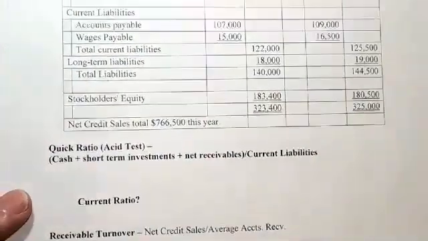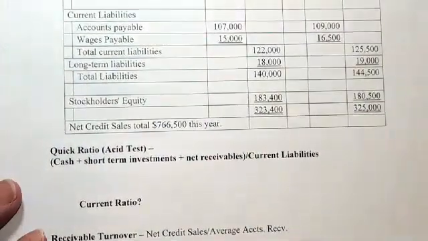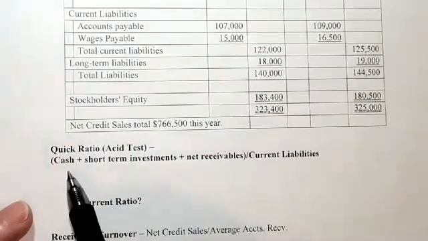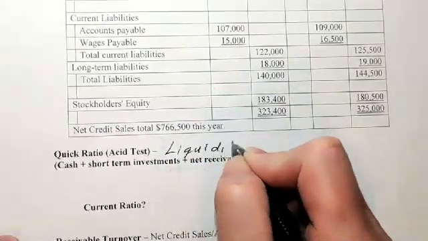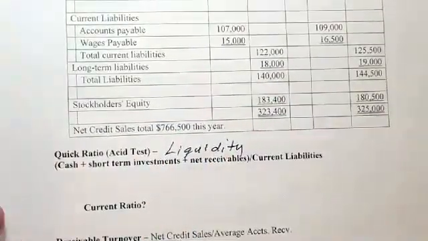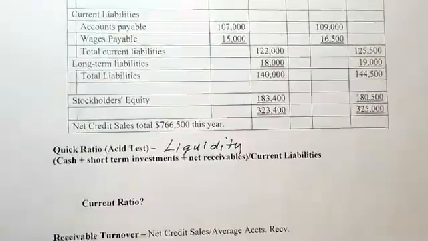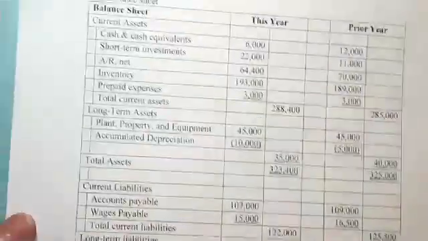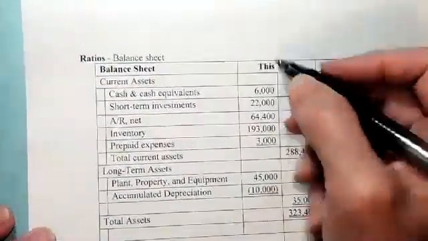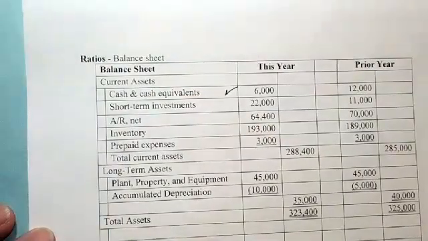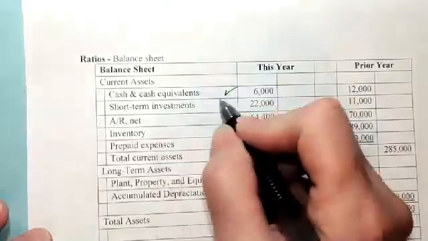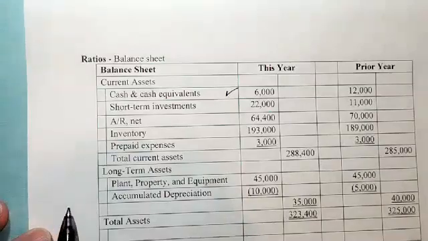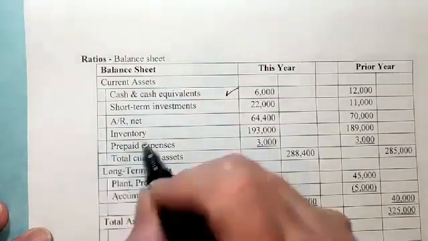The first one we want to do is the quick ratio, or the acid test ratio. That's the cash, the short-term investments, and the net receivables. It's telling you how liquid you are, how easily you can pay your bills. Looking up here, I've got cash and cash equivalents. The cash equivalents are if you have some things in real short-term investments. All your cash goes together. You don't care if it's a checking account or actually cash sitting in a drawer.